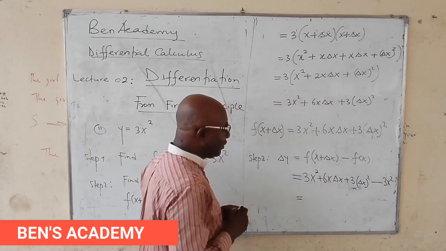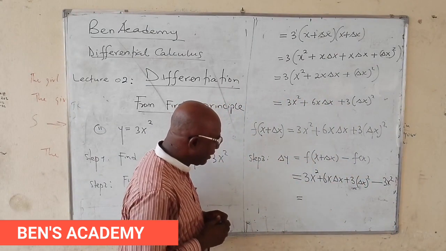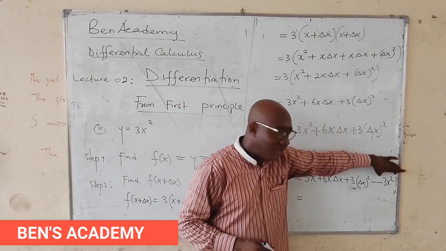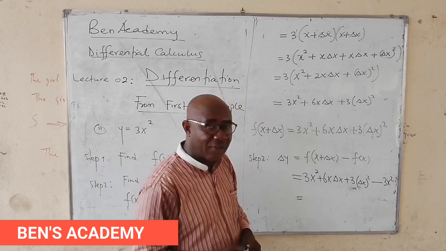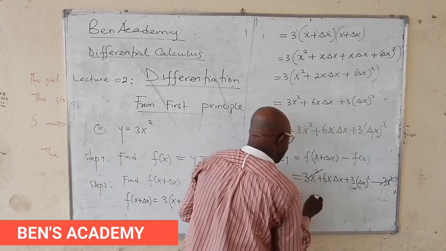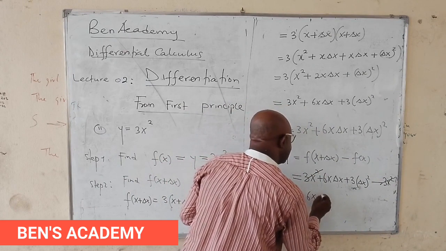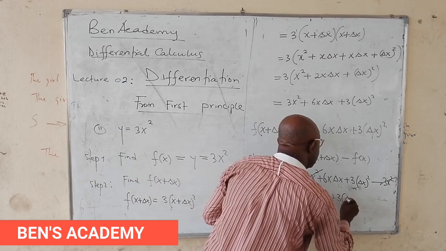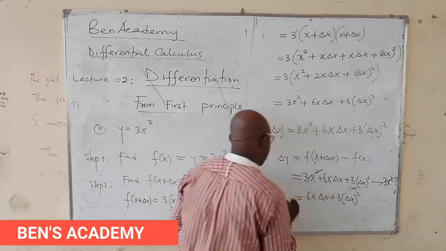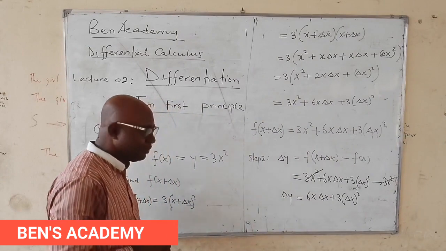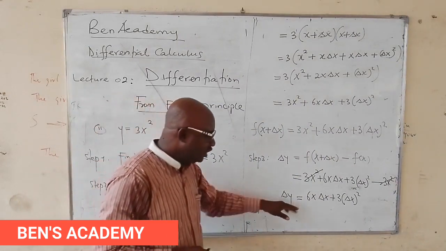So we have subtracted, we want to take common terms. So this and this are common terms. And so we have to subtract the common terms. And if we subtract, this will cancel out. What is now left? 6x change in x plus 3 change in x all squared. I've gotten my delta y. And that ends step 3. When you subtract, we have change in y.